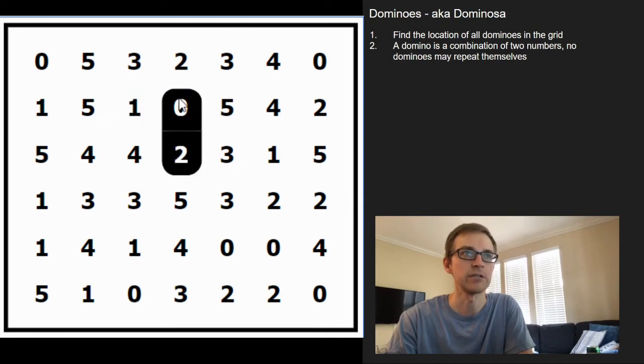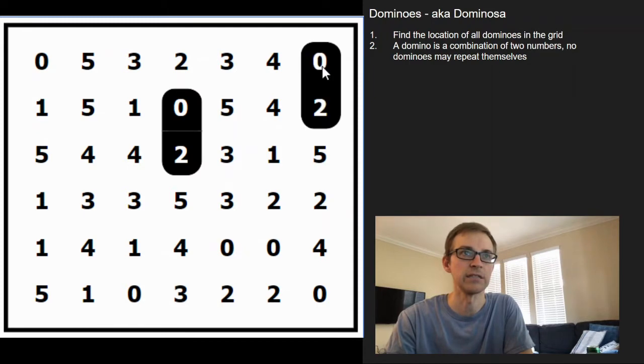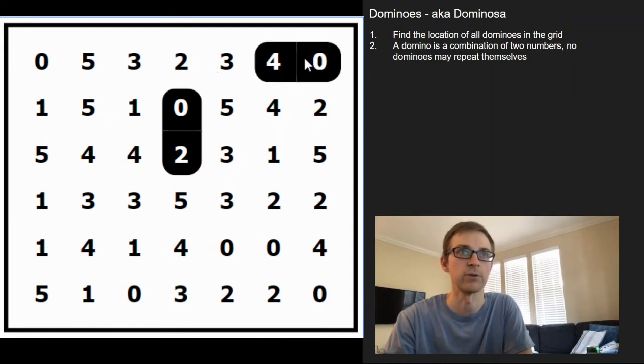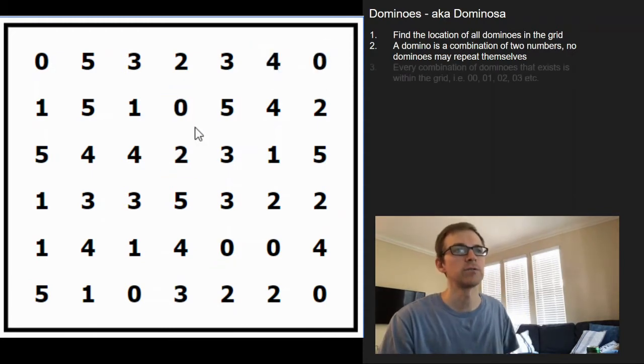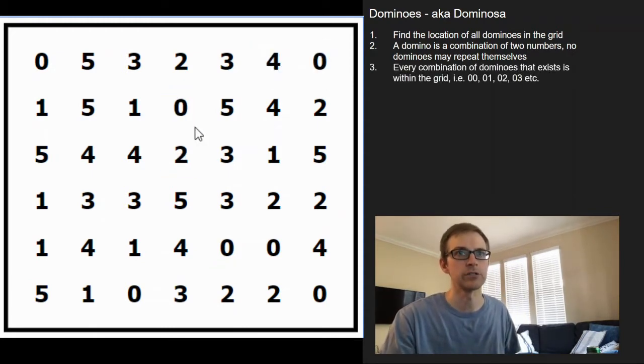And if, let's say, this was a domino here, this 0, 2, you couldn't then make this 0, 2 a domino because they would then repeat themselves. So that would force it to be a 0, 4. And what you're looking for is all of the instances. So in a 5 by 5 grid, you're going to go all the way up to the 5th digit. So 0, 0, 0, 1, 0, 2, 0, 3, 0, 4, 0, 5, and then 1, 1, 1, 2, 1, 3, 1, 4, 1, 5, and so forth.